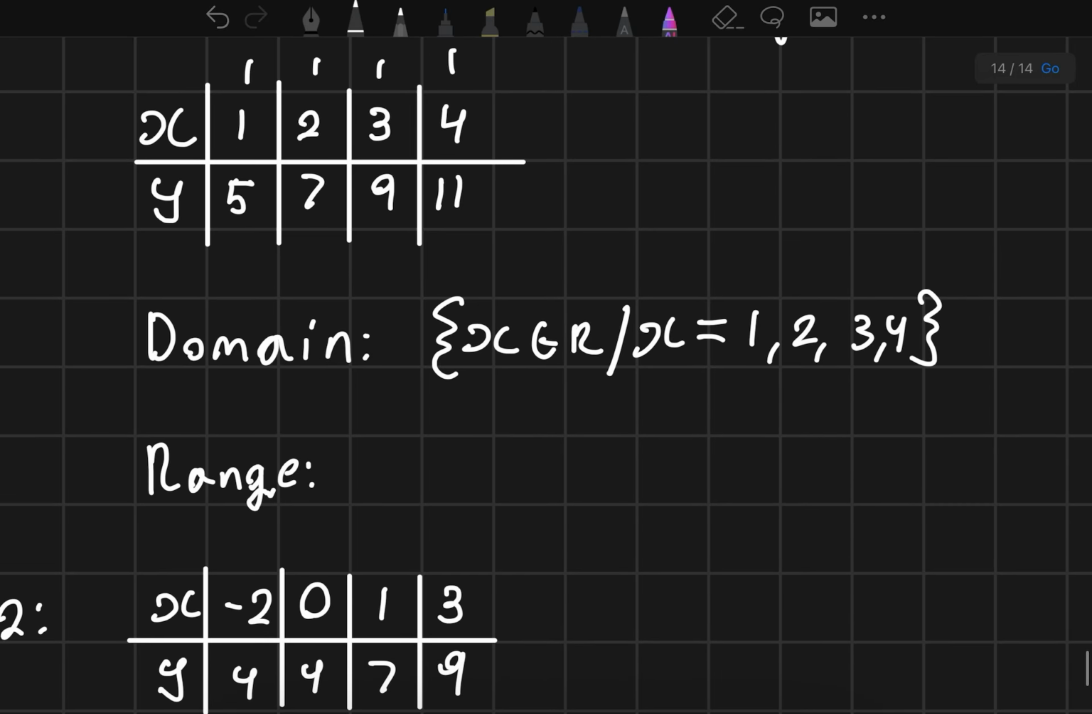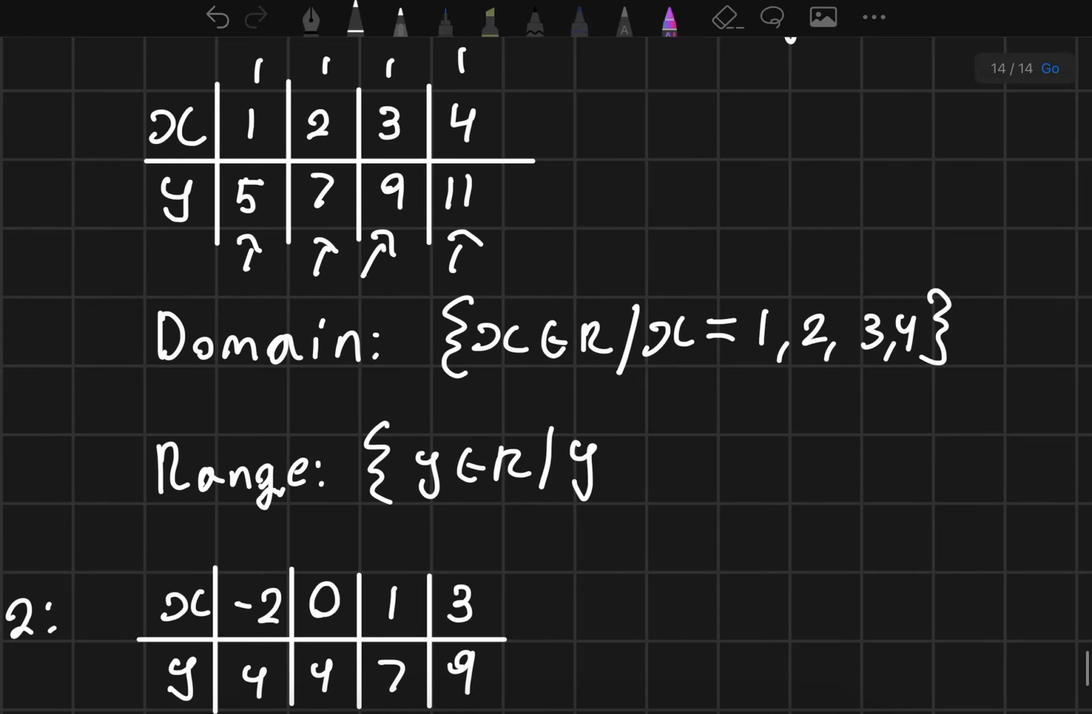And then the range is written for all the y values. So here we can see the y values are 5, 7, 9, and 11. So we'd make it y is equal to 5, 7, 9, and 11.